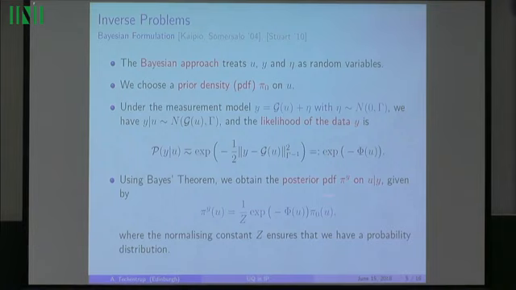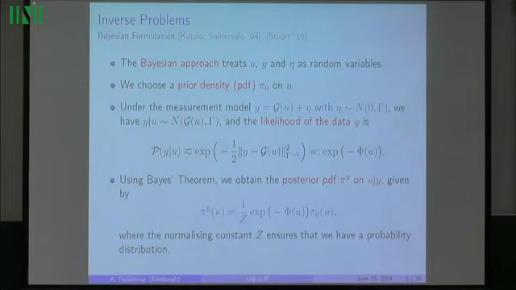So the posterior density, which is denoted by pi y, we have on the left-hand side here. And from Bayes' theorem, we know that it is the probability on u. So that is the prior that we have here. Then we have the PDF of y given u, which is this term here. And then we have this normalizing constant here as well. So we have the z here, and that is just a normalizing constant.